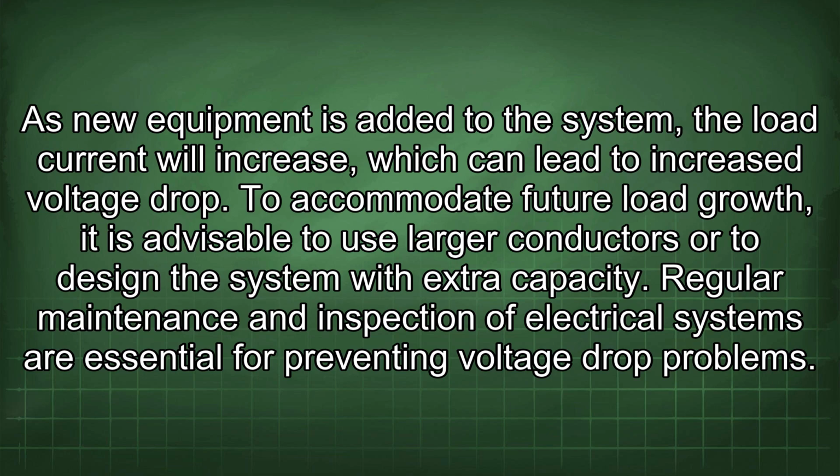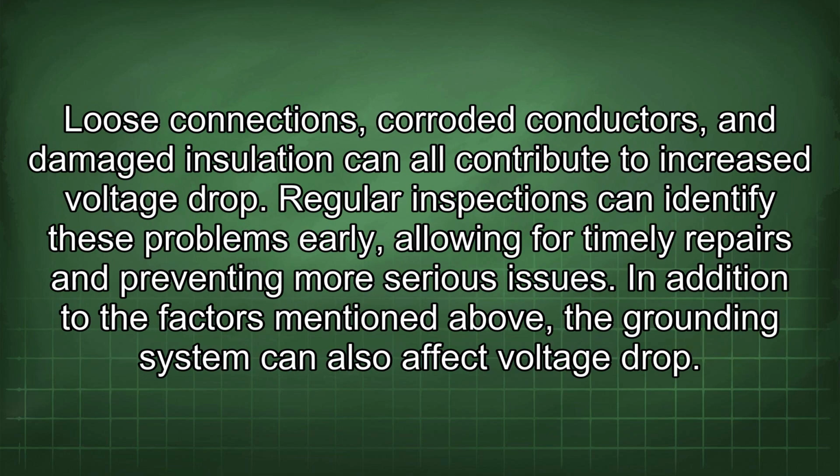Regular maintenance and inspection of electrical systems are essential for preventing voltage drop problems. Loose connections, corroded conductors, and damaged insulation can all contribute to increased voltage drop. Regular inspections can identify these problems early, allowing for timely repairs and preventing more serious issues.